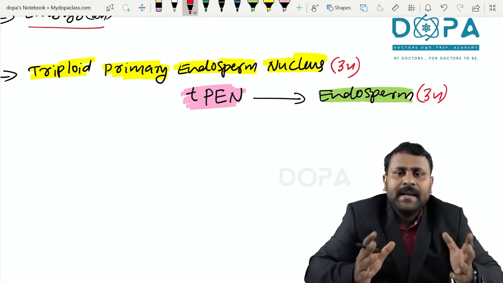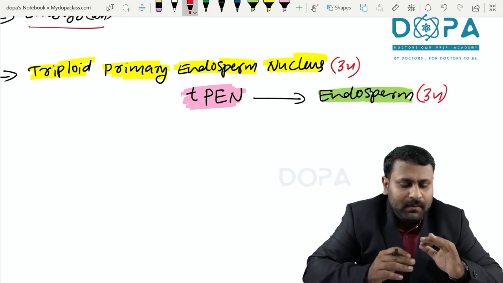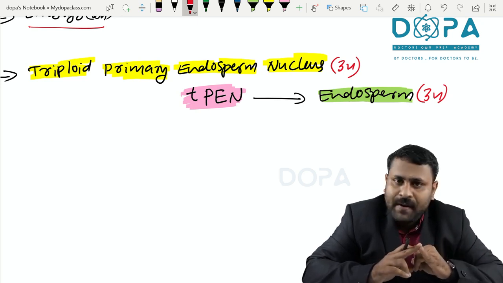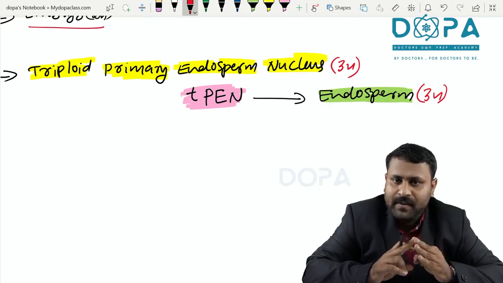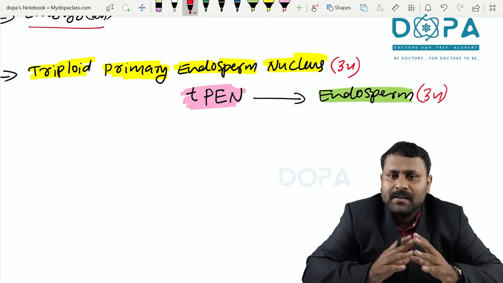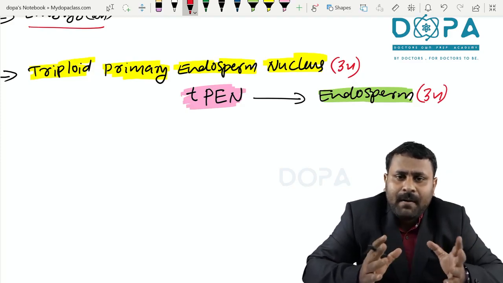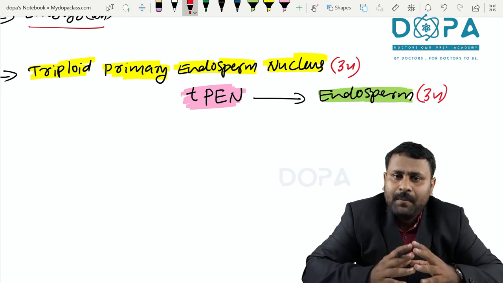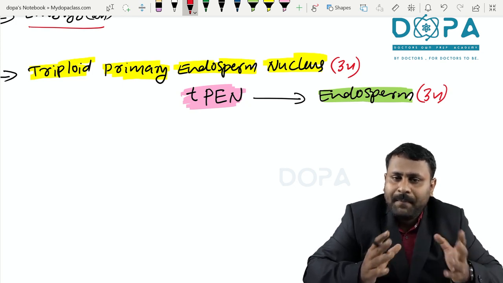Then characters completed. So there are three characters: characters of anemophilous flowers, characters of hydrophilous flowers, and characters of entomophilous flowers. These three are very important. Then we complete pollen robbers, artificial hybridization, and pollen pistil interaction.